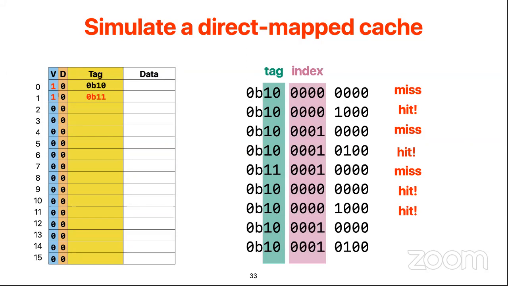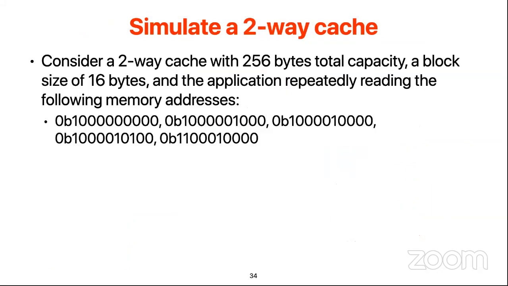Well, I think this one will be a miss because after the fifth one, we updated the data with the new tag, and then we compare to the old one. Okay, and this time when we have a miss, we have to replace what's currently in there with another block, right? Which is the one that you are requesting. So now the next one, hit or miss? Hit. Hit, right? Okay.